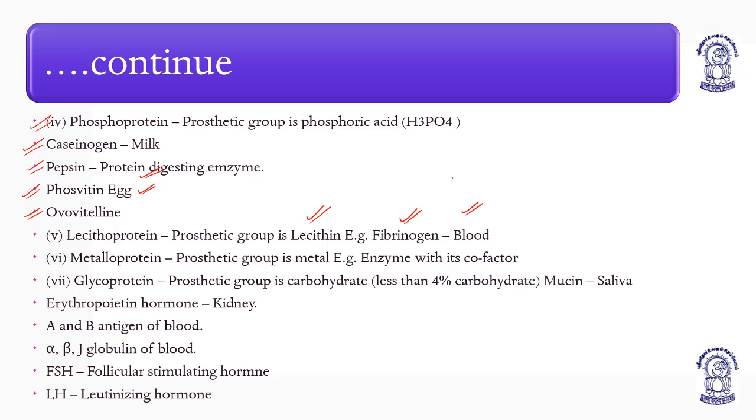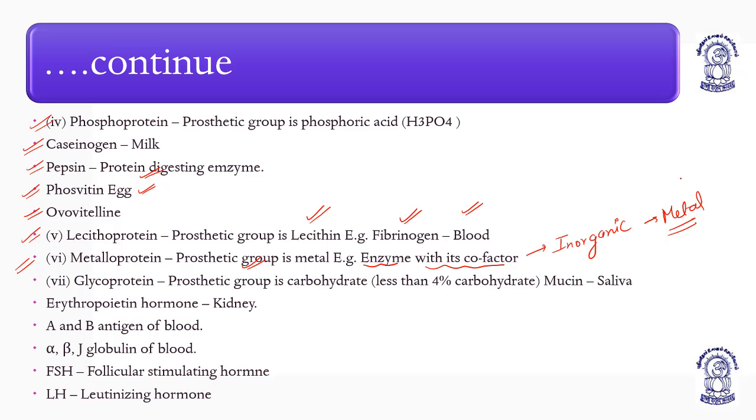Metalloprotein, which has metal as a prosthetic group, an enzyme with its cofactor. Always remember, a cofactor is inorganic or metal. So an enzyme with its cofactor or metallic substituent is known as a metalloprotein. Understood?